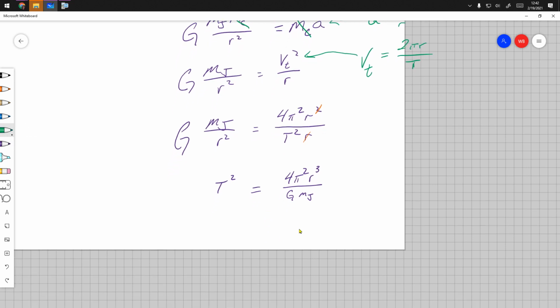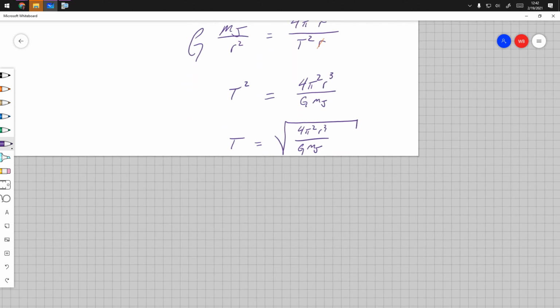And so now I go, oh, I don't want t squared. I want t by itself. So I got to take the square root of both sides here. And so that means that I'm going to have t is equal to the square root of that whole thing there, 4 pi squared r cubed over big G mass of Jupiter there. And now we could put in all of those values if you wanted to.